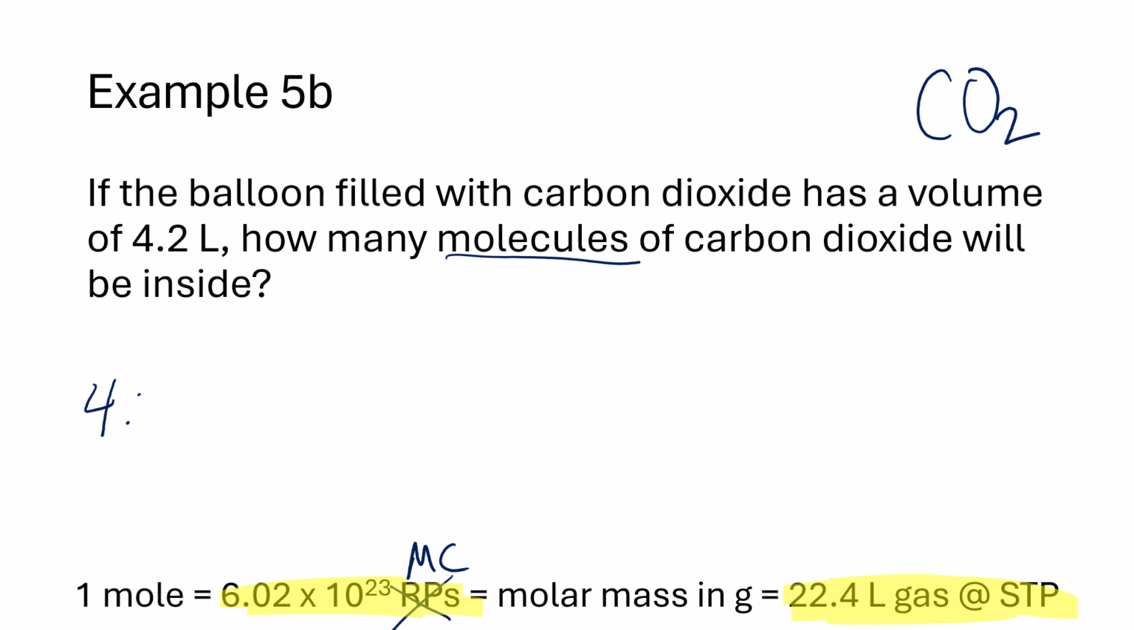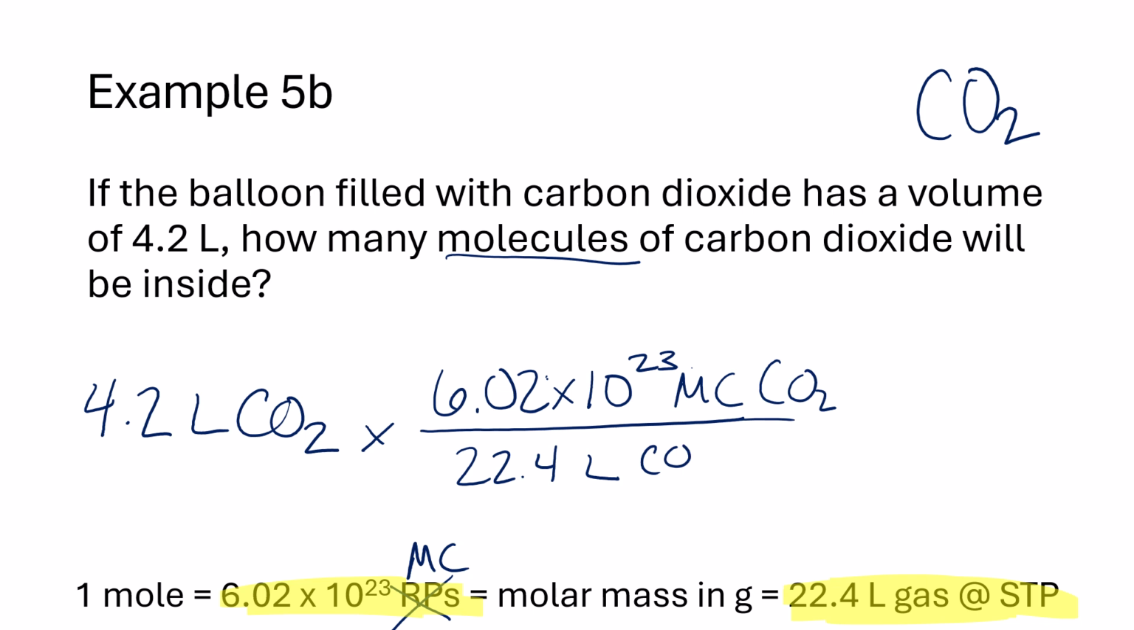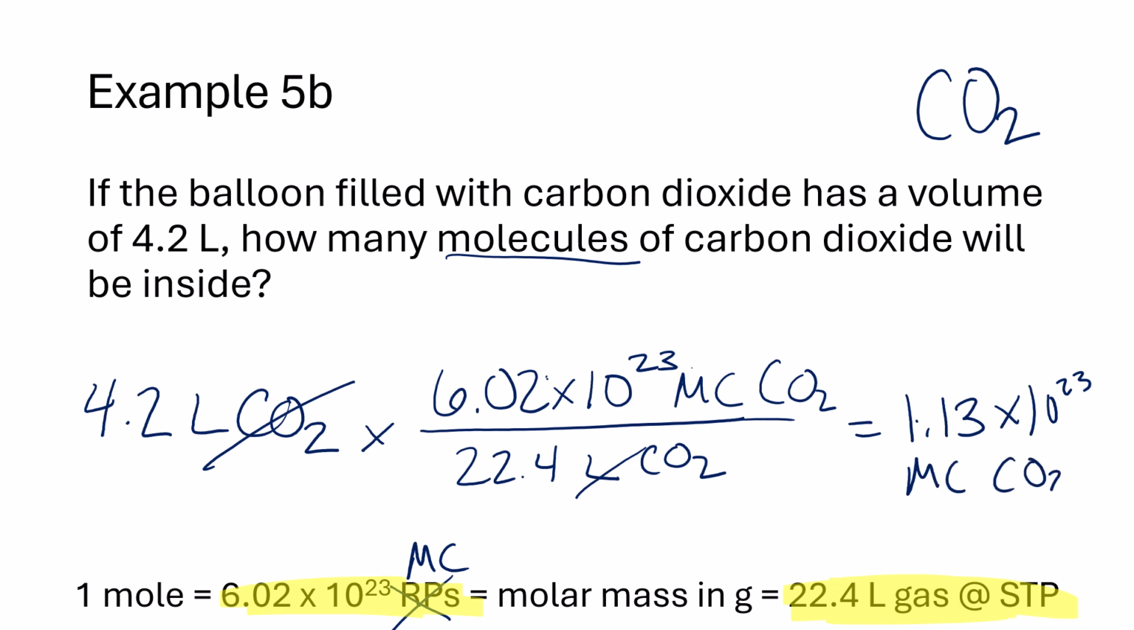So start with what I'm given, and then on the top, I'm going to put those representative particles. Now, once again, you can leave it as, let's say, molecules per mole, or if you would prefer to just leave it as molecules, you would also get the right answer. If I left out the moles, it wouldn't really matter because the liters will still cancel and I will be left with molecules. When I do that, I get 1.13 times 10 to the 23rd molecules of CO2.